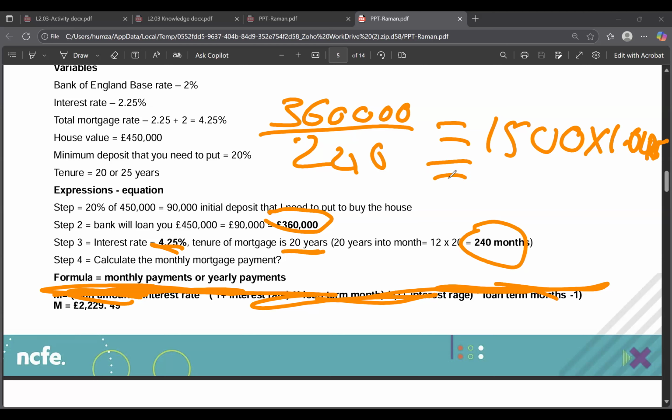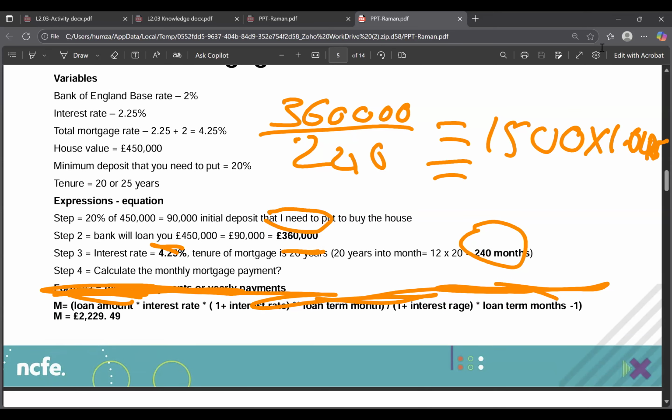So the monthly payment here will be multiplied by 1.0425, which equals £1,563.75. So the answer would be 1,562.